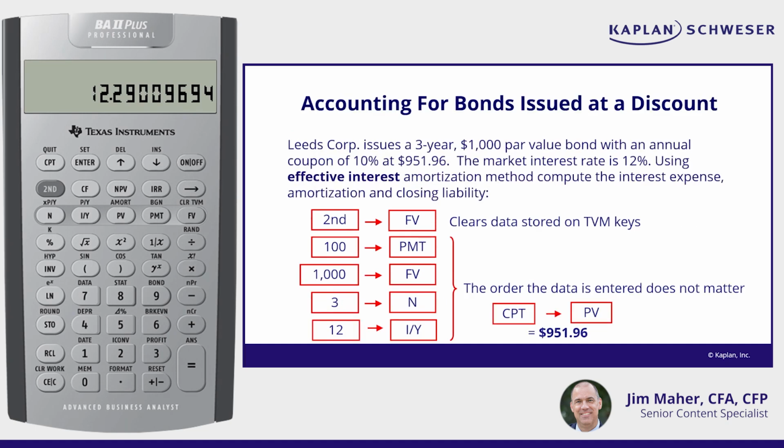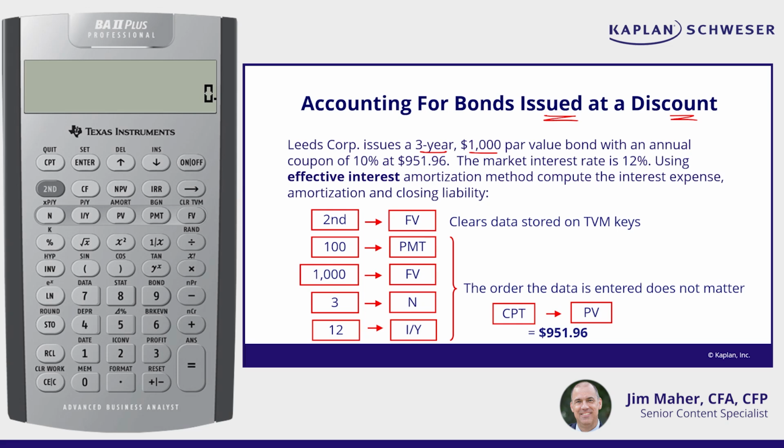Now we're going to account for bonds that are issued at a discount. Okay, so there's a little bit different take on what we've done before. I'm going to run over here real quick and get our calculator to 0. We have Leeds Corp here. They have a 3-year $1,000 par value bond.